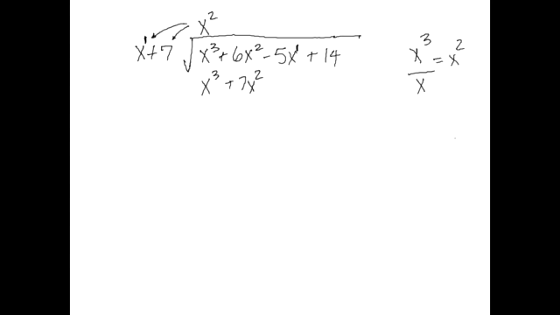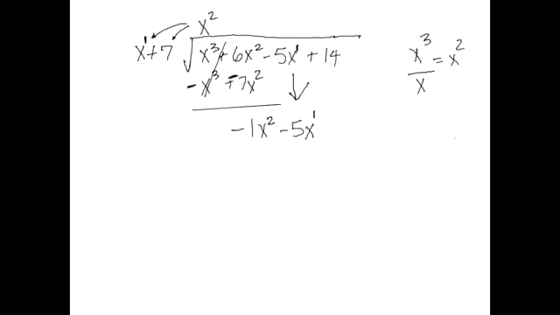Then you're going to draw a line and you're going to subtract. This is very important here because oftentimes people forget that when you are subtracting, you must distribute the subtraction sign to both. So these two will cancel out, and I will be left with 6x squared minus 7x squared, which is negative 1x squared.